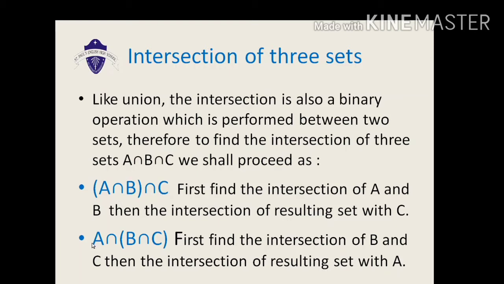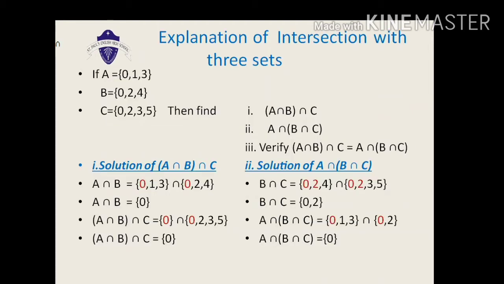Number 2: A ∩ (B ∩ C). In this way, first find the intersection of B and C, then the intersection of the resulting set with A. Dear class, by this method you can find the intersection of any three sets. Now I will explain this method by the following example.